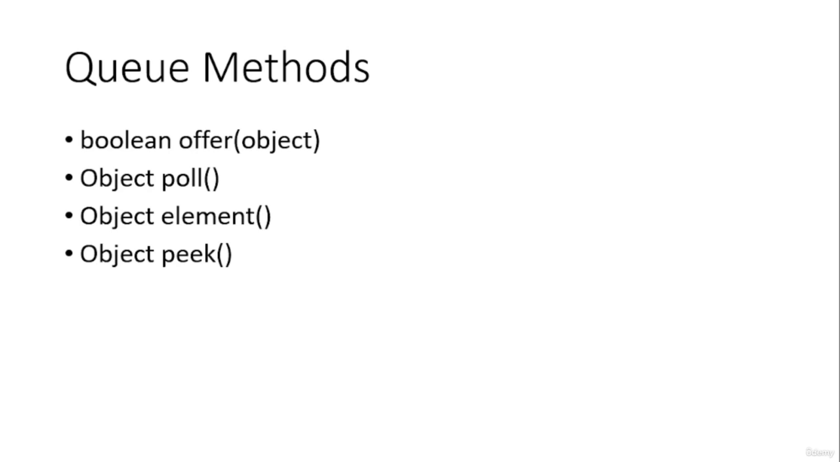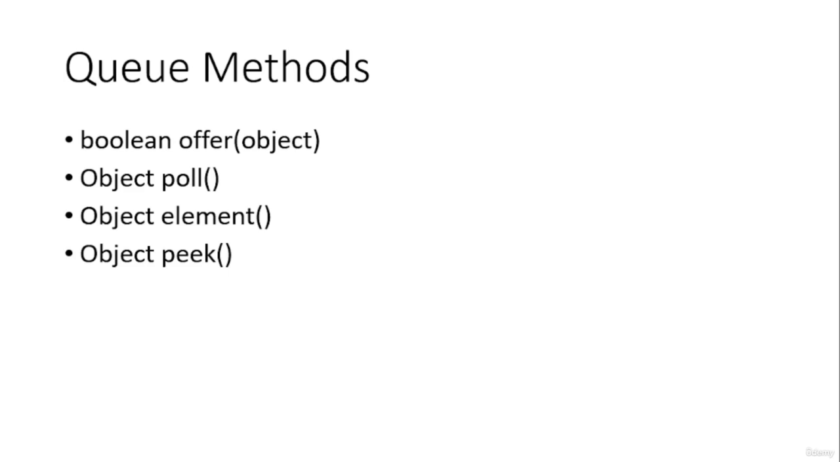Next is the poll method. The poll method will retrieve and remove the topmost element from the queue. Next is the element method, which will return a particular element. And the next method is the peek method. Peek will just show which element is the topmost element. It will not remove the element, it will just show what the topmost element in the queue is. So that is about the theoretical aspects of the queue.